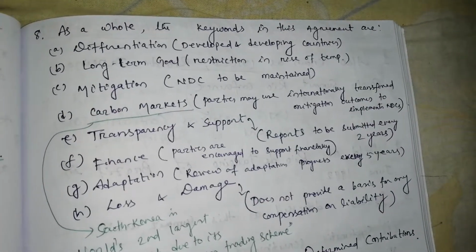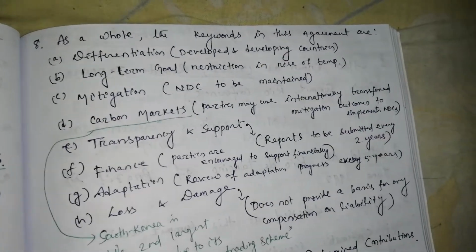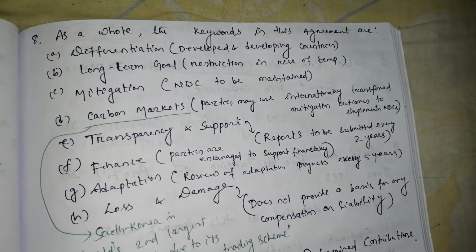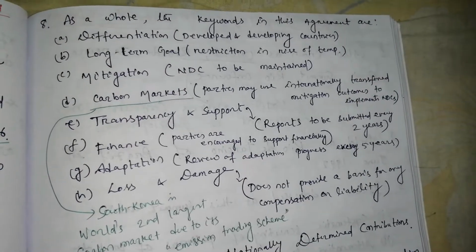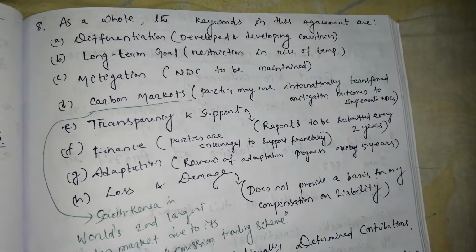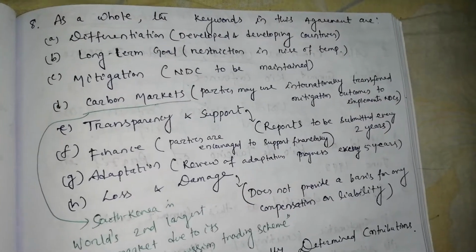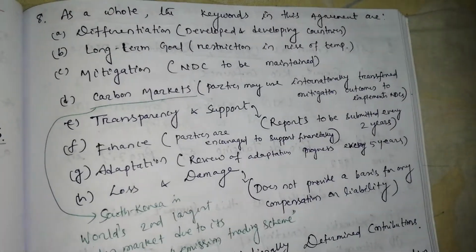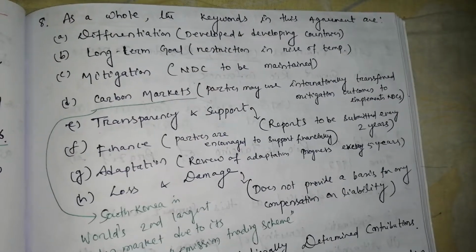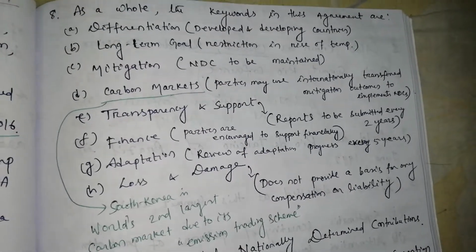B. Long-term goal. What is the long-term goal? This is the restriction in rise of temperature. Then C. This is mitigation. Mitigation is NDC to be maintained. That means nationally determined contributions to be maintained.